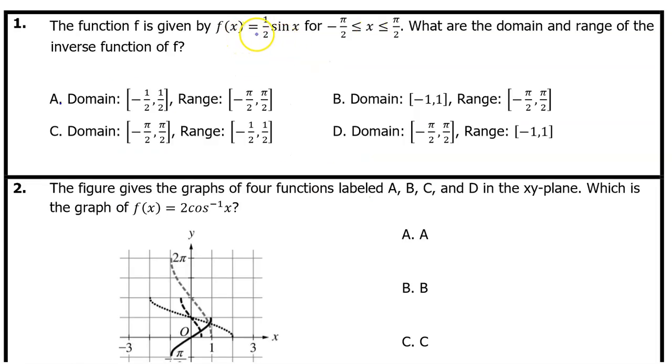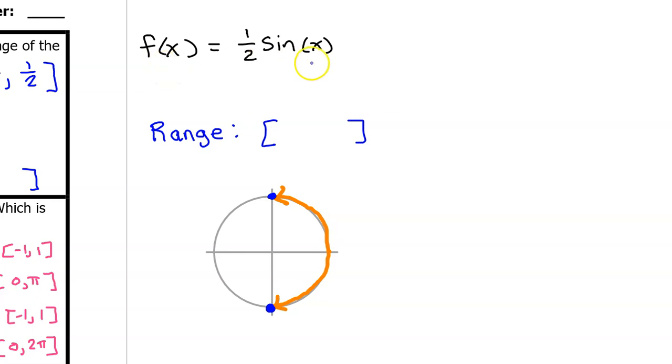When they say that f of x is equal to 1/2 sine of x for the interval between negative pi over 2 and positive pi over 2, this interval is the domain. These are the lowest and highest input values. To find the range of f of x, we need to find the highest and lowest value of 1/2 sine x. But let's start by finding the range of plain old sine x.